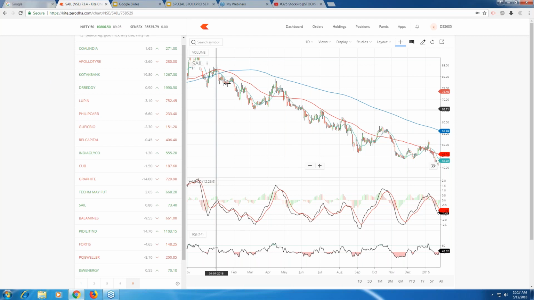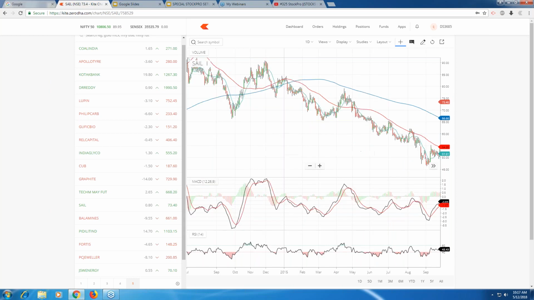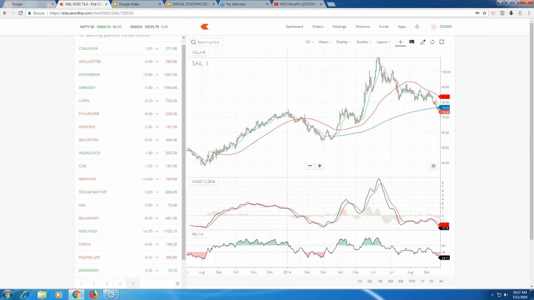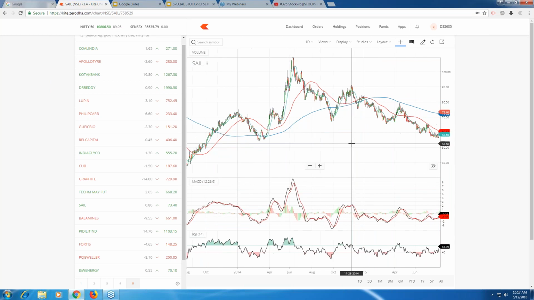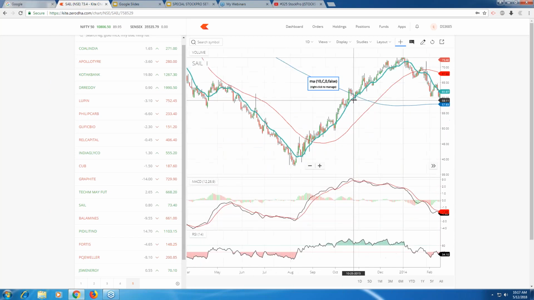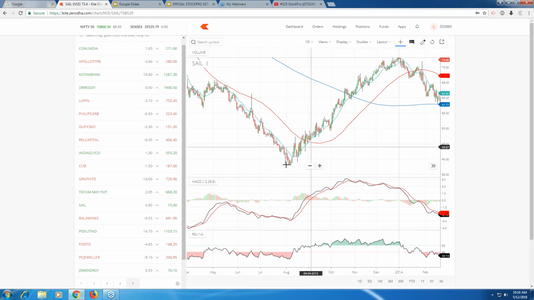So look out for 200 moving average breakout. See here, the 10 moving average has crossed 200, 50 has crossed. At this point, even if you take entry, the entry had become available way before. It was a trade from the bottom.